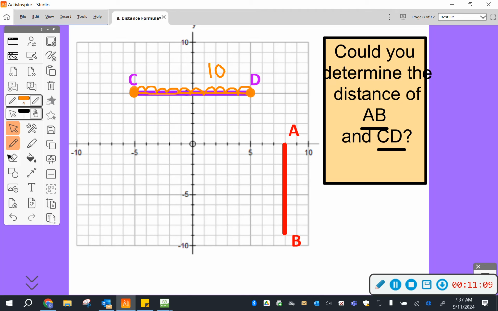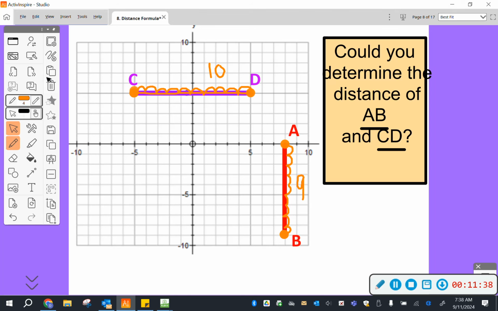What about a line up and down? What would be the distance from point A to point B right here? What can I do? Count. 1, 2, 3, 4, 5, 6, 7, 8, 9. So the distance from A to B is 9. Whenever you have lines that are horizontal or vertical, you can just count them on a graph.